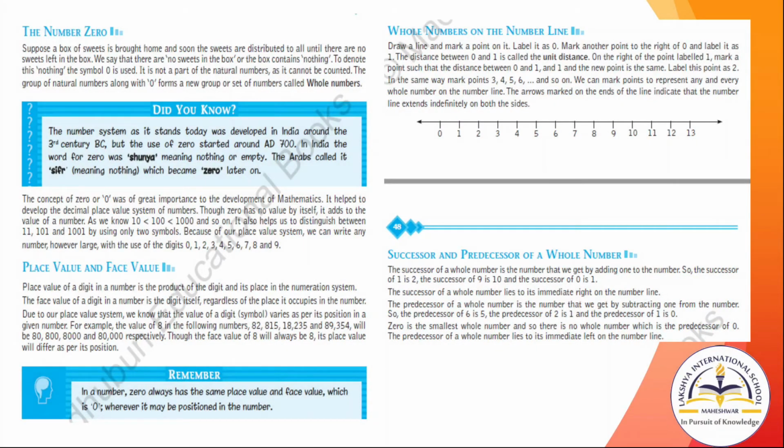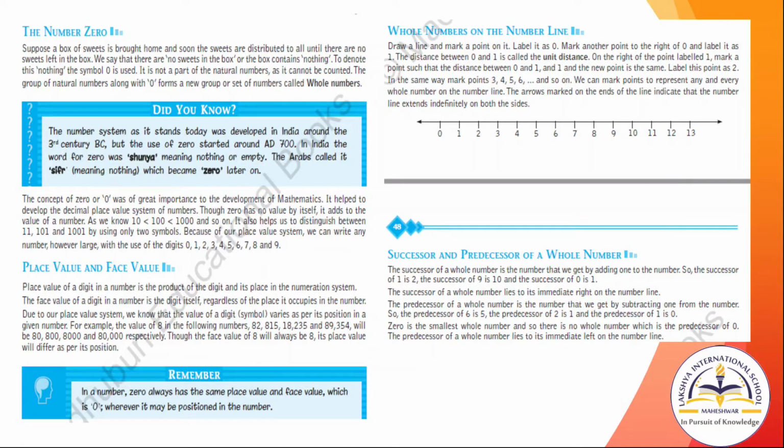So our first topic is the number 0. You already know about the number 0. Now place value and face value. Place value of a digit in a number is the product of the digit and its place in the numeration system. What is place value? It means in a given number, on which place the digit lies. So 1, 100, 1000, 10,000, like this.